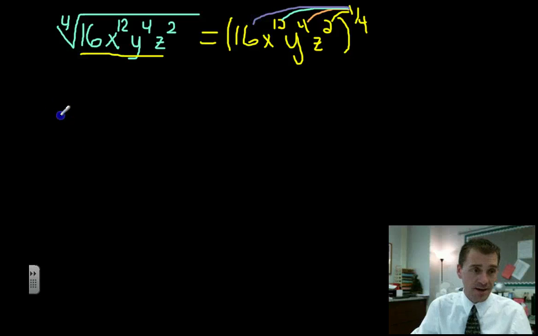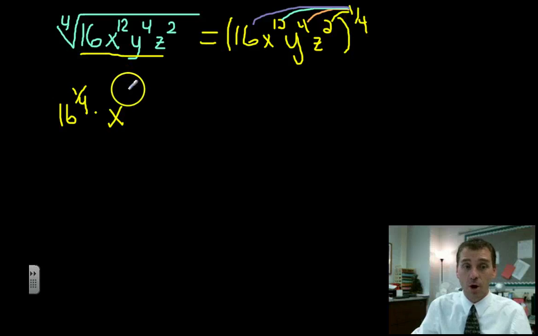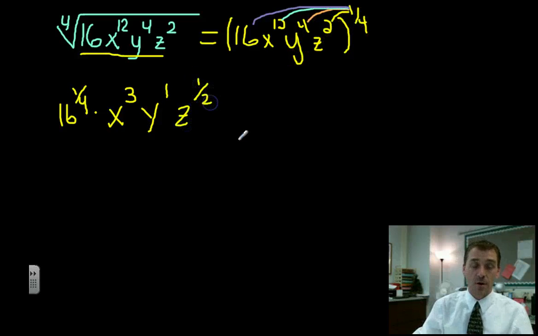Oh, yes. So that means I get 16 to the 1/4 power times x to the 12 times 1/4 power, which is actually 12 over 4, which reduces down to 3. Well, that's pretty cool. And then I have y to the 4th times 1/4, and that gives me 4 over 4, which just gives me y to the 1st power. That's pretty cool. And then I take z squared, so 1/4 times 2 gives me z to the 2 over 4 power, which gives me 1/2. Okay, well, let's keep on simplifying.